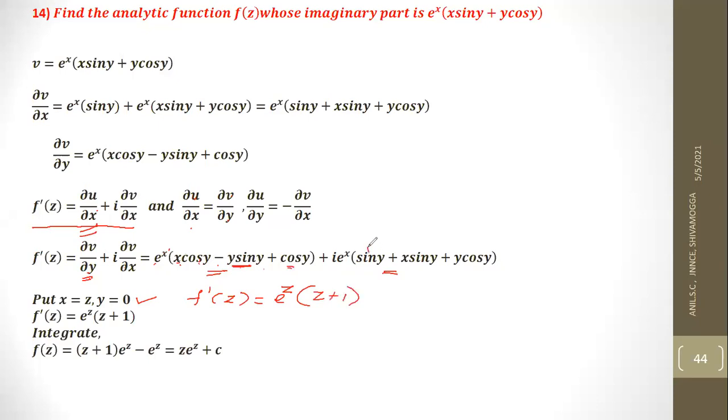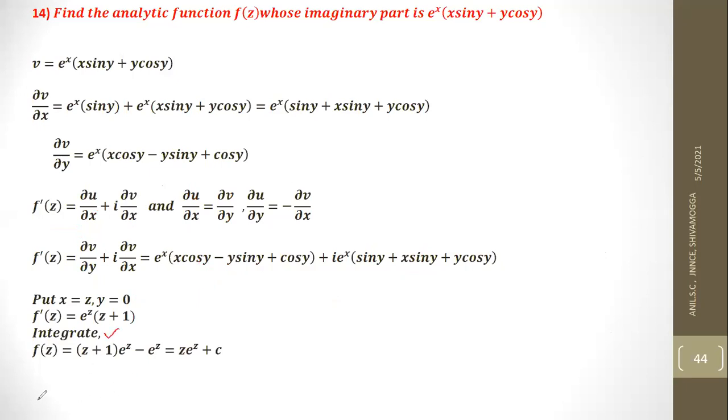And here sin y is 0, again sin y is 0, here y is 0. Therefore, this entire imaginary part is 0. Therefore, we get f dash z is equal to e power z into z plus 1. This is the third row.